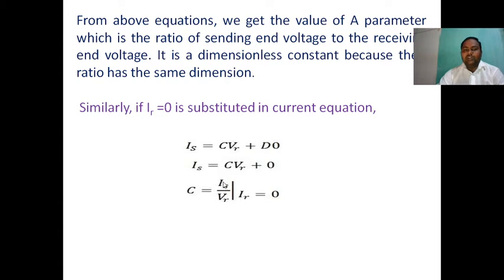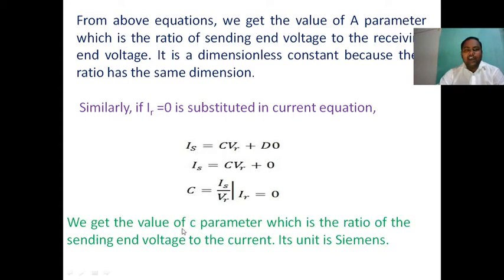So what are the units? V by I, the units is ohm, everyone knows. So what happens with I by V? I by V, the units is Siemens or mho. So the constant C units are Siemens or mho.